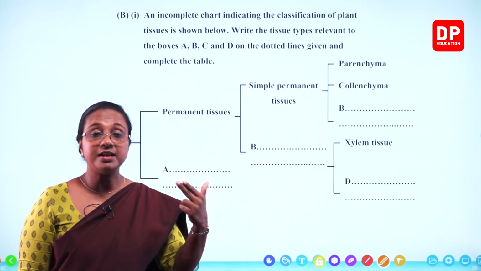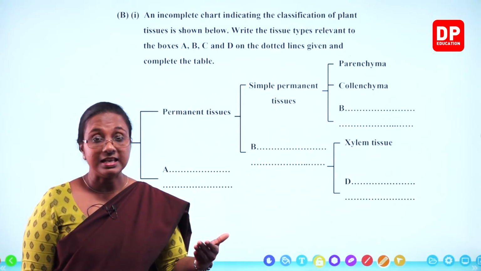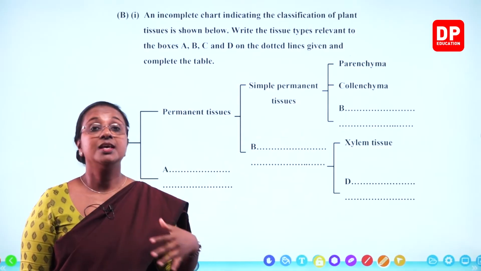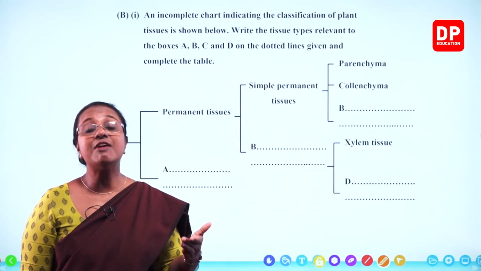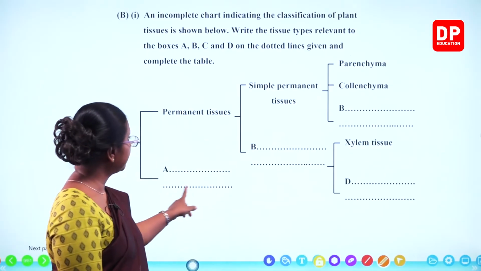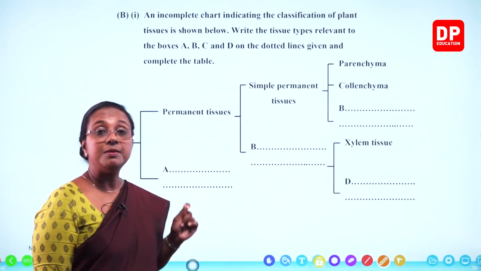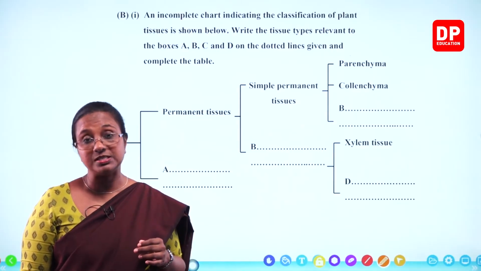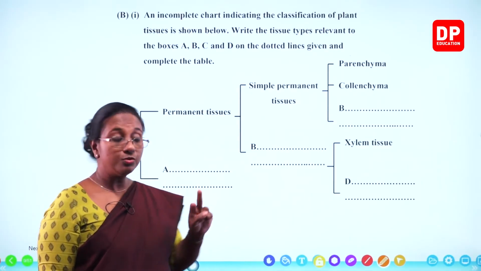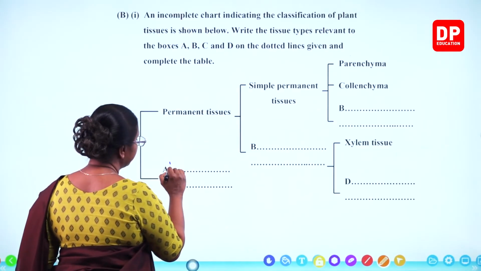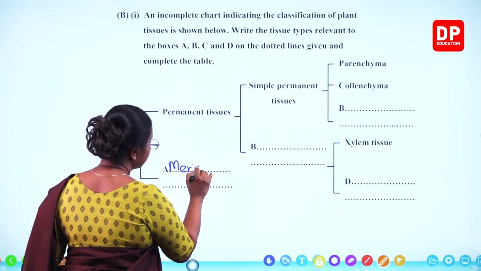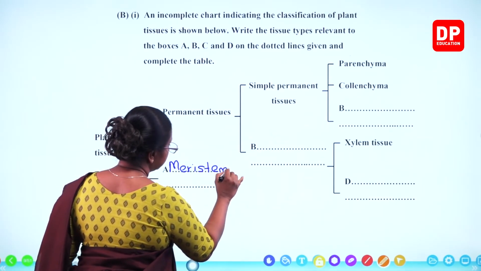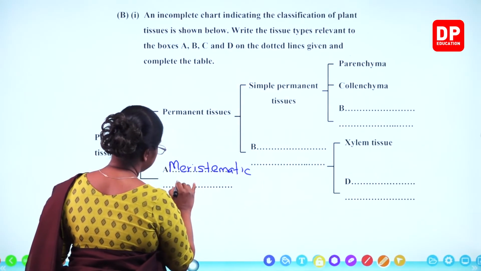What is the difference? Meristematic tissue, they are undergoing cell division and they divide by mitosis. So, they are always dividing cells. Those are meristematic tissues. But permanent tissue, the cells that have been differentiated to perform a specific function. So, the two main types. So, here it has to be meristematic tissue.